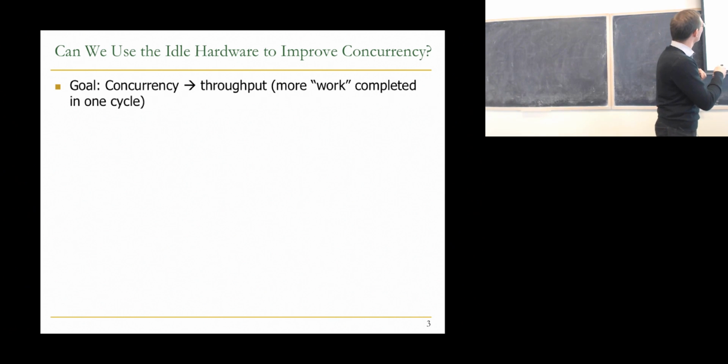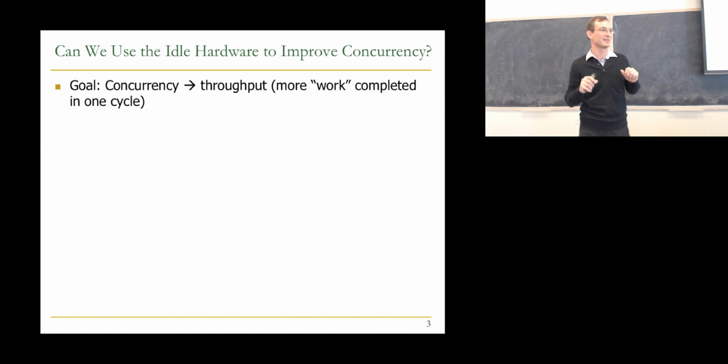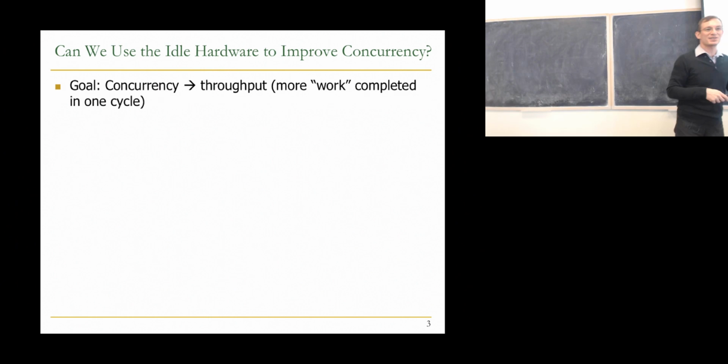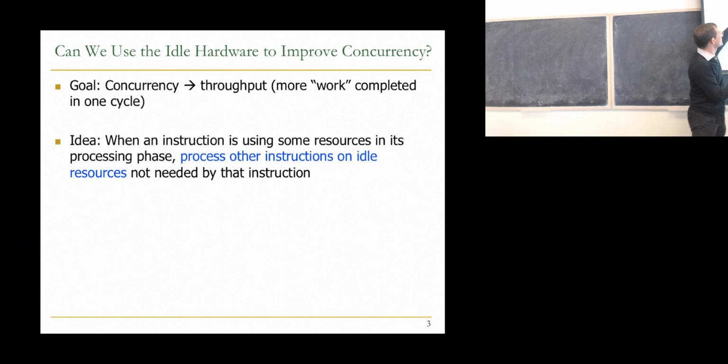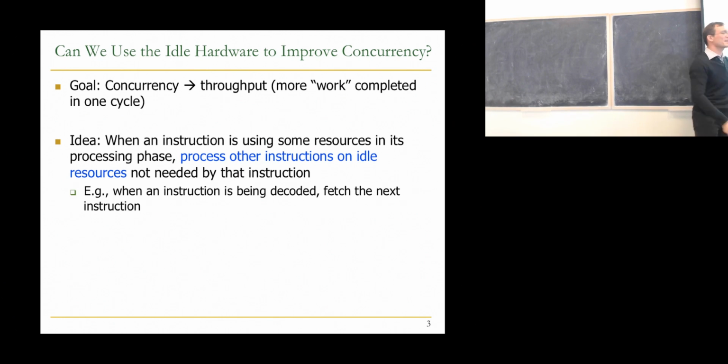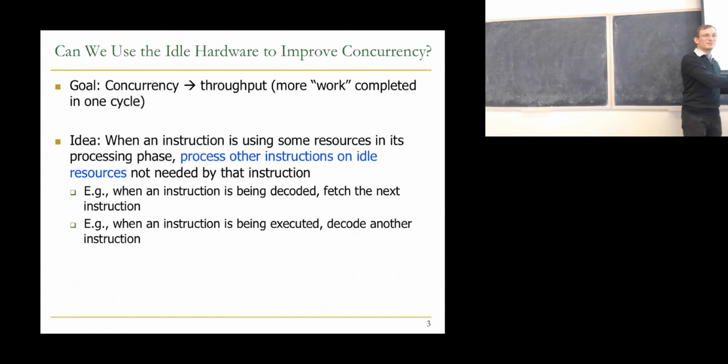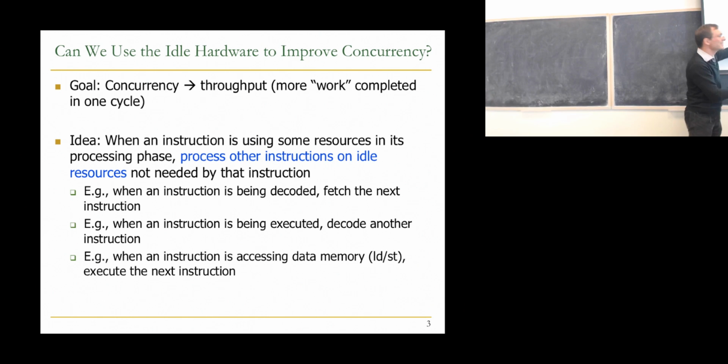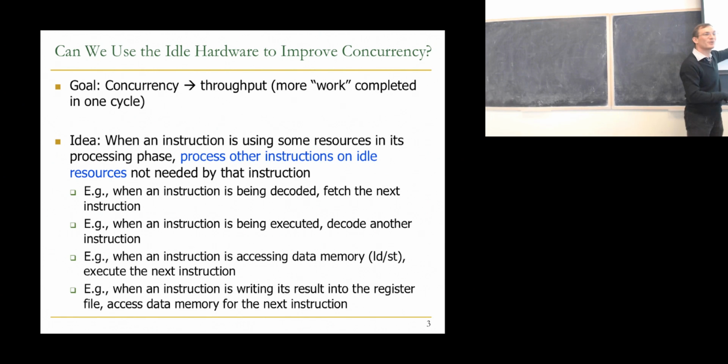Pipelining is a method to do that. So the goal is to get more concurrency, which is equivalent to throughput, basically more work completed in one cycle. And the idea is, when an instruction is being executed or using some resources in its processing phase, process other instructions on the idle resources, potentially in different phases. For example, when an instruction is being decoded, fetch the next instruction concurrently. When an instruction is being executed, decode the next instruction. When an instruction is accessing the data memory, execute the next instruction. And when an instruction is writing its result into the register file, access data memory for the next instruction.